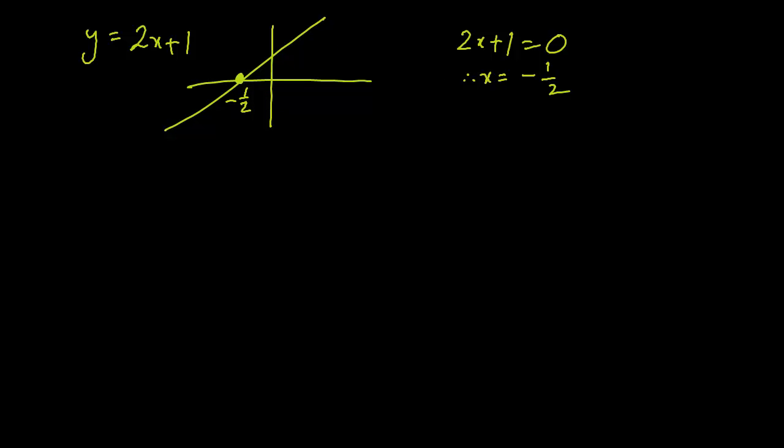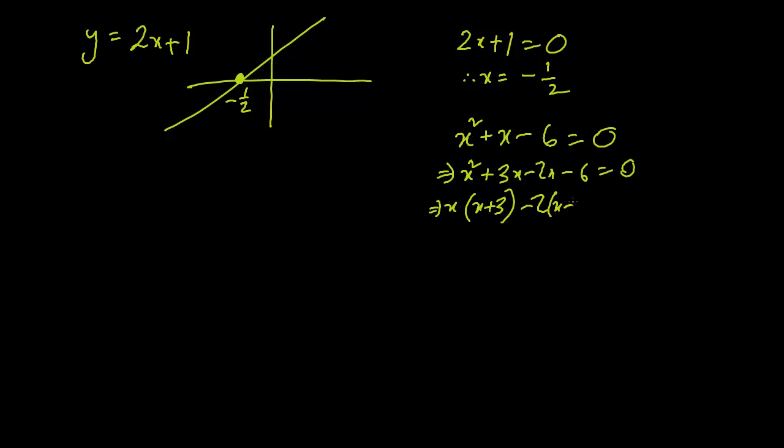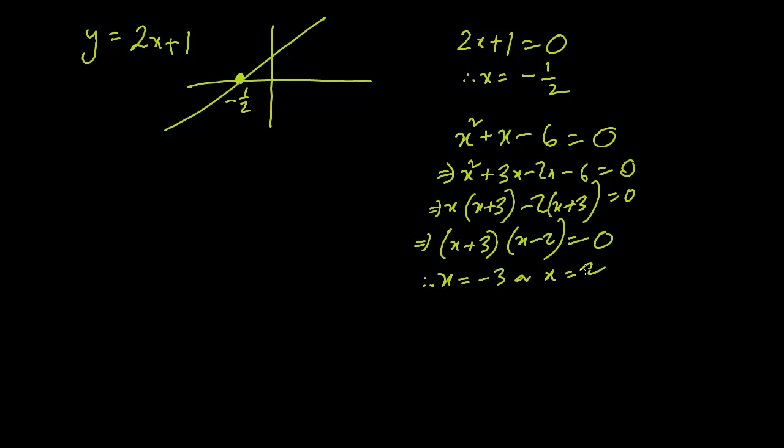Suppose you are asked to solve this equation, x squared plus x minus 6 equals 0. And you know how to solve this using the quadratic factoring rule, middle term break. We can do x squared, 6 is 3 times 2, so plus 3x minus 2x minus 6 equals 0. We take x common and it becomes x(x plus 3) minus 2(x plus 3) equals 0. We can write (x plus 3)(x minus 2) equals 0. Therefore, x equals minus 3 or x equals 2, we have two roots. Remember, a quadratic equation can have at most two roots.